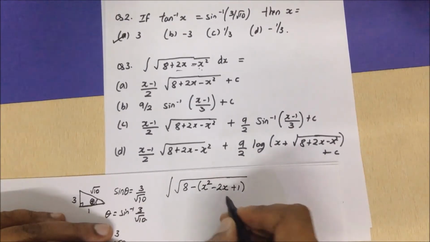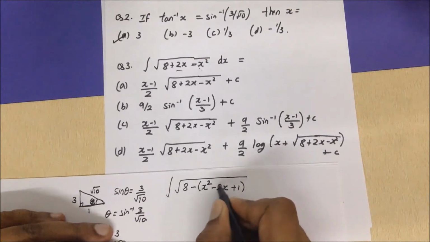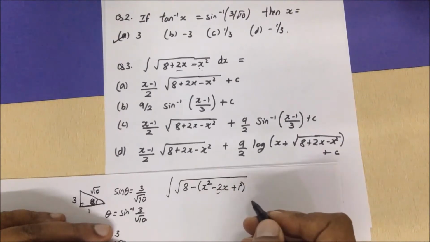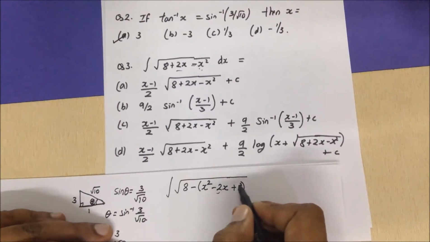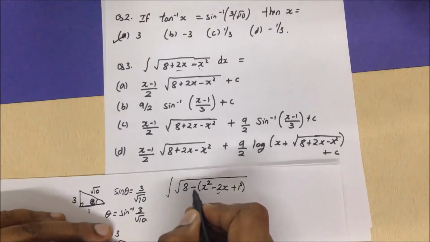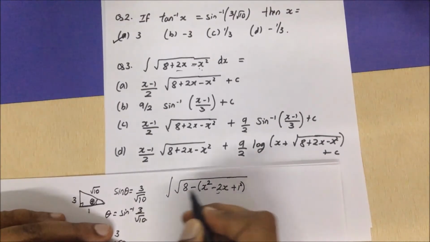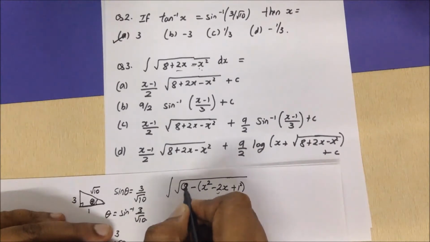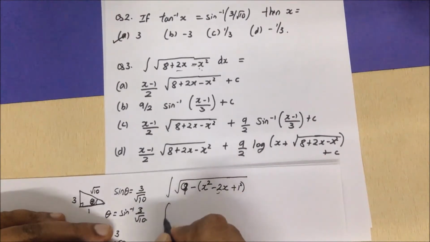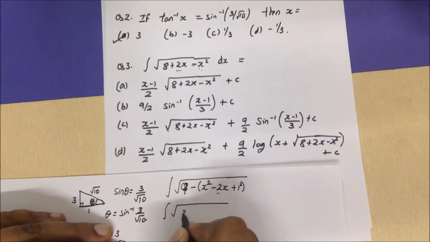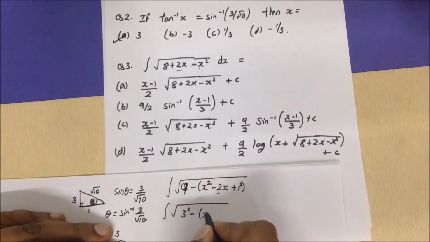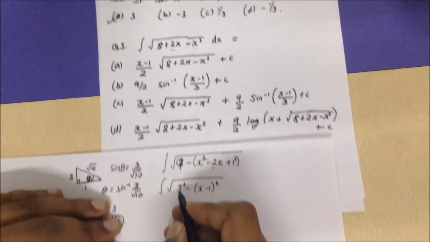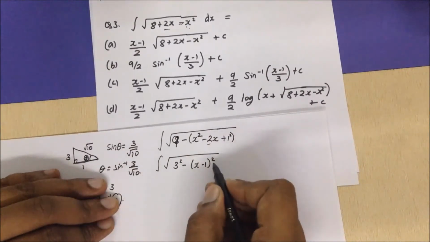So how do you form the perfect square? It is just division of the coefficient by 2 and squaring it. So it's going to be 1 square. Since you are adding the 1 inside the bracket but outside it's minus, you have to add the 1 outside the bracket also. So this becomes a 9 over here. So you are having this integration as 3 square minus x minus 1 the whole square. So it is of the form root of a square minus x square.